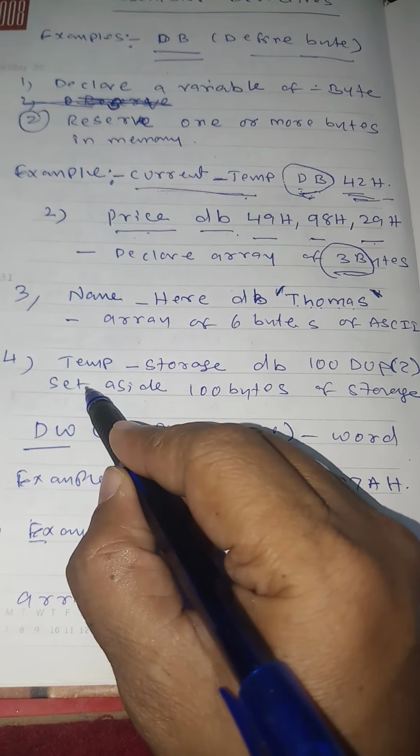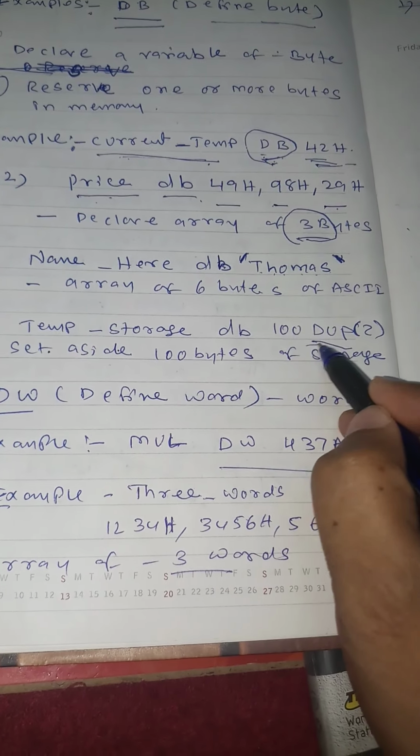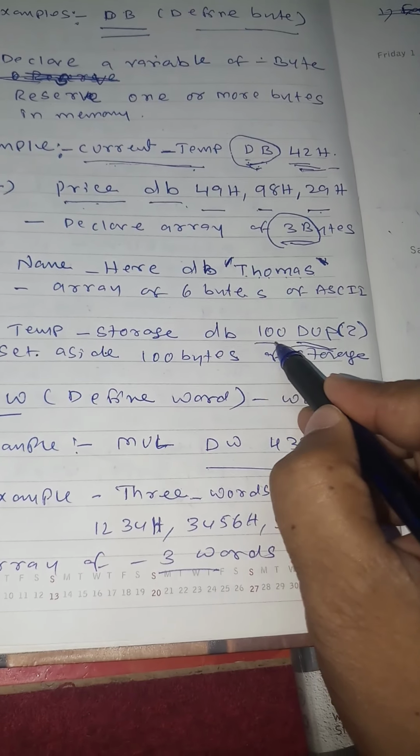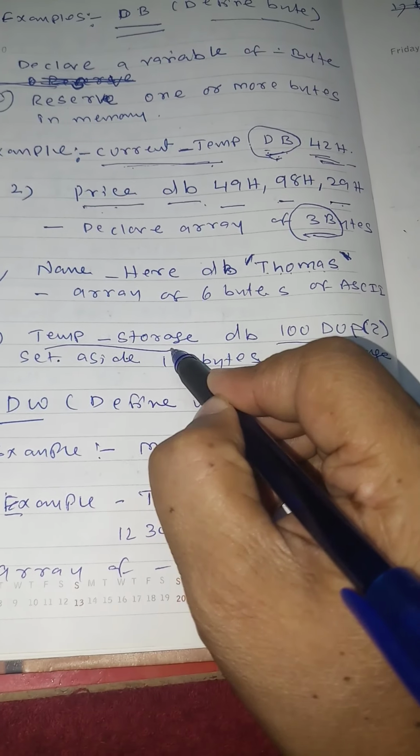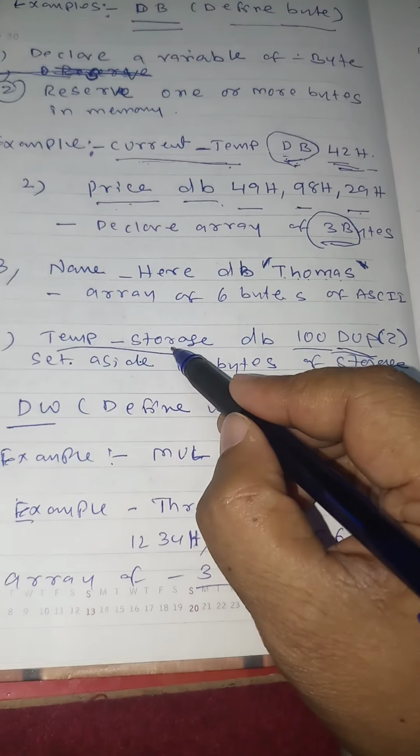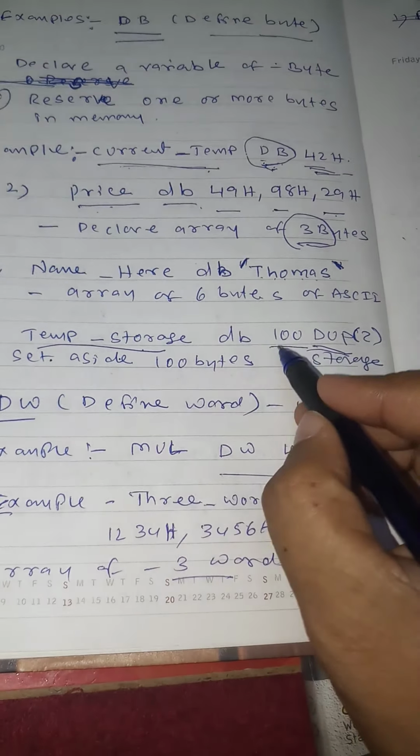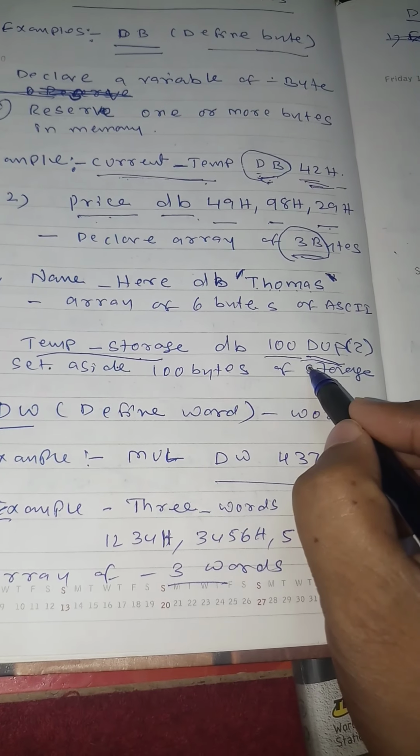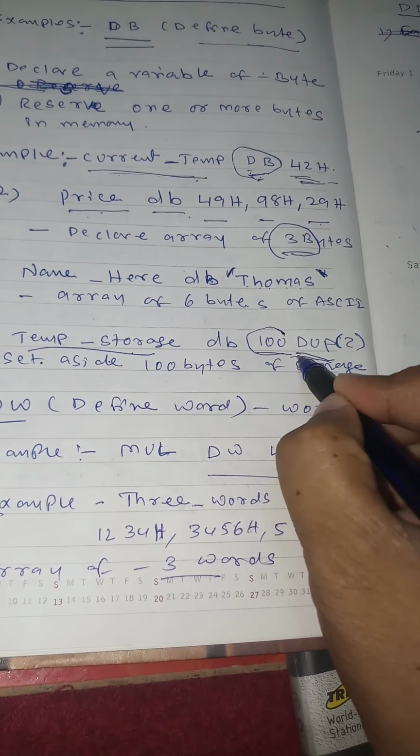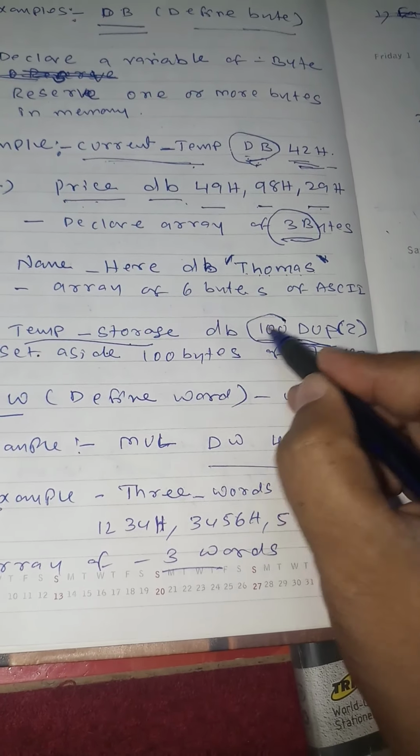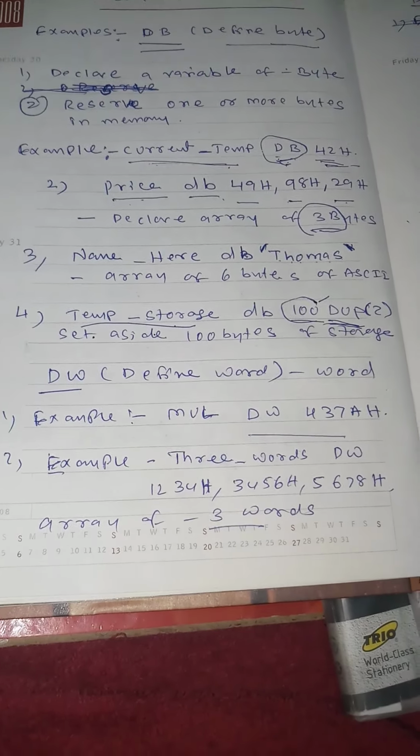You can see temp storage DB 100 DUP. It will reserve 100 bytes to store the variables from temp storage. So temp storage is a variable name. In that variable you have 100 bytes, and to store them you have to reserve 100 empty spaces in memory. That is given by this 100, and DUP means it will reserve the 100 bytes. So this is one of the pseudo codes or assembler directives.